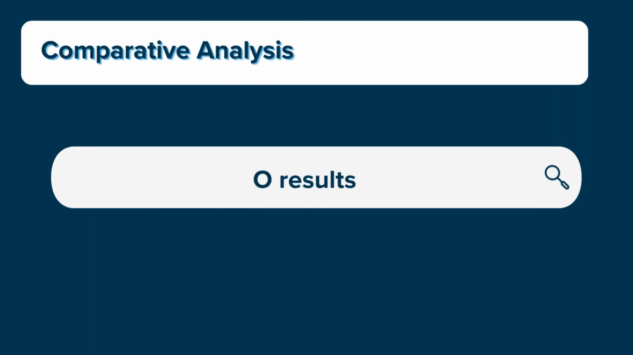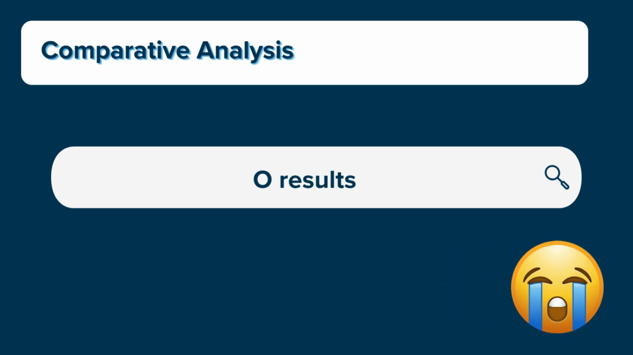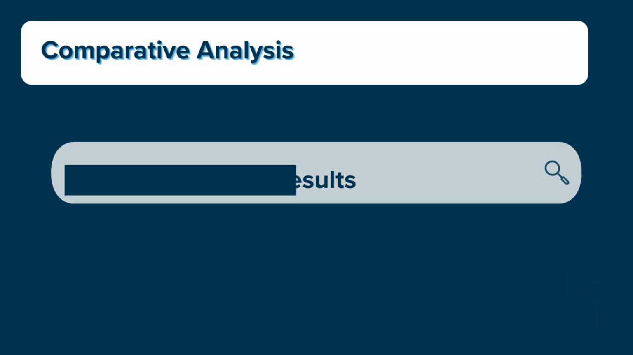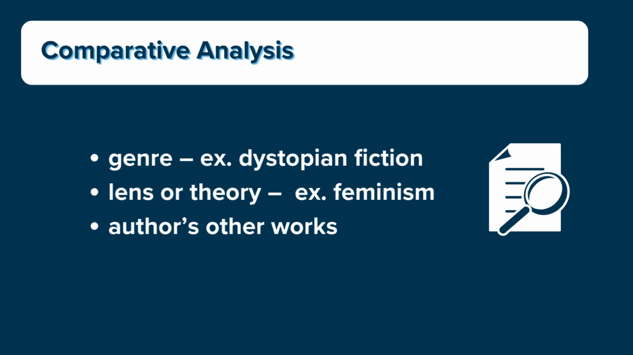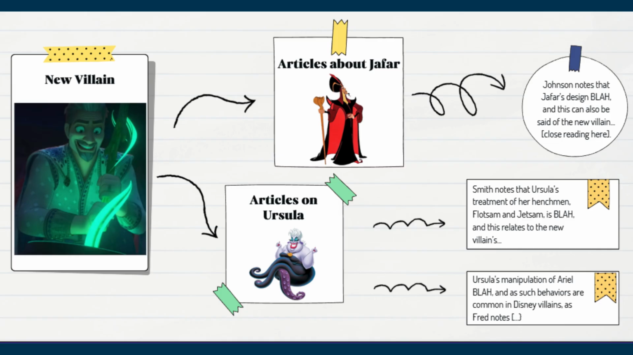Tip number 4. Comparative analysis. If there isn't much published on your text, then you may need to do a comparative analysis. What does your text have in common with others? You might look at research on the genre, apply a lens like feminism, or use research on the author's other works. For example, if I was writing about a new Disney villain, but there wasn't anything published on that movie yet, I could look at research on past villains that are similar.